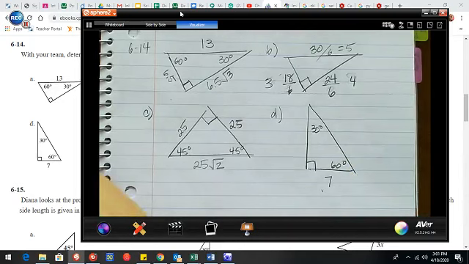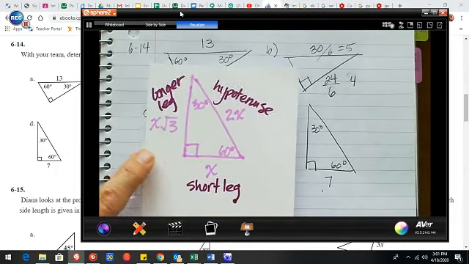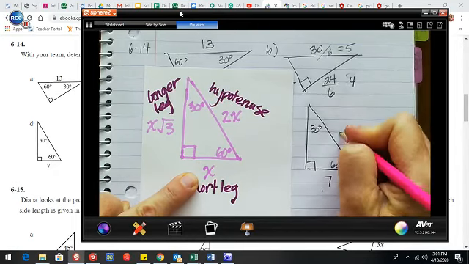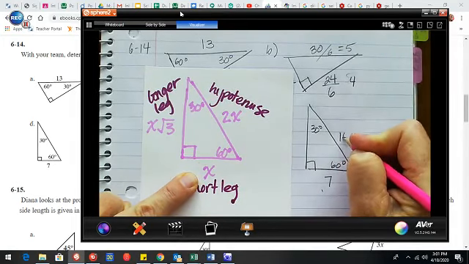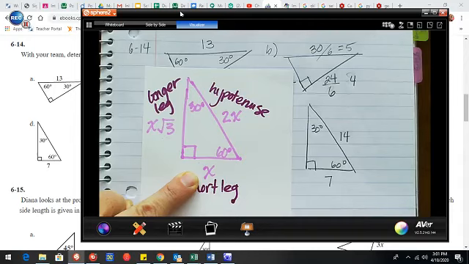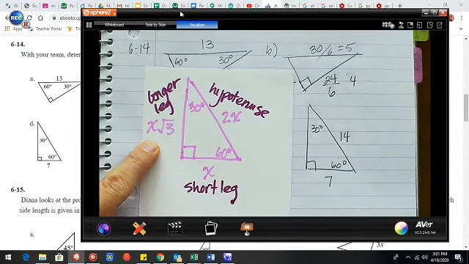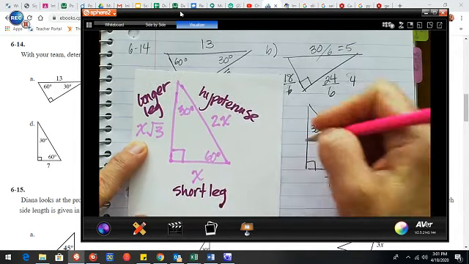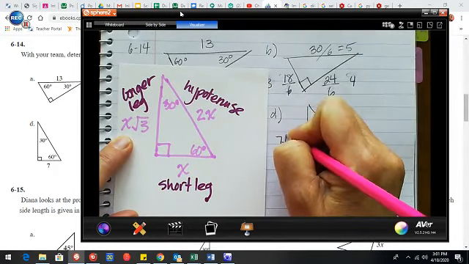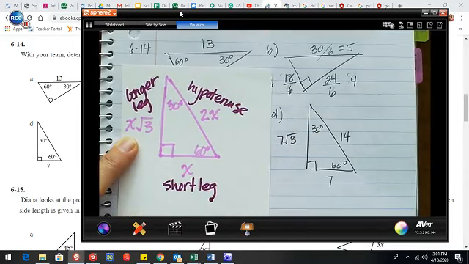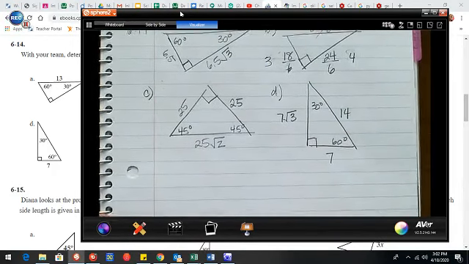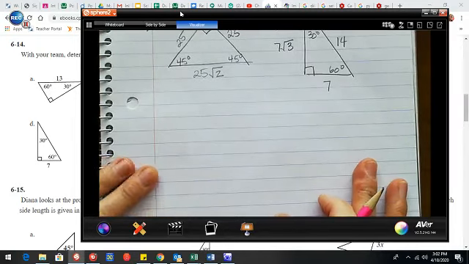Okay, are you starting to remember this? The hypotenuse is double the short leg. So this would be 14. And the longer leg is whatever that short leg is times square root of 3. So this would be 7 square root of 3. Okay, so no triple, just using our patterns.